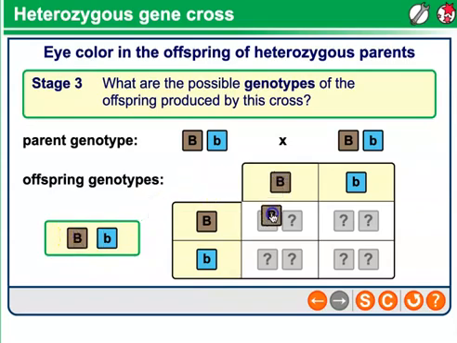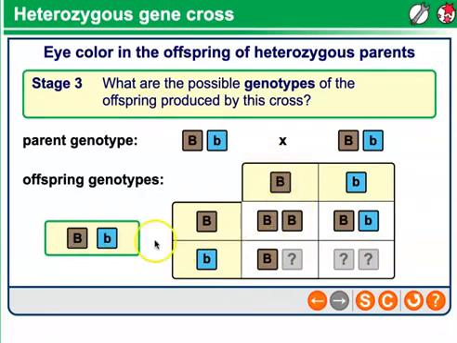So if this parent gives an uppercase B and this parent gives an uppercase B, we now have an offspring that has two homozygous dominant alleles, causing them to be brown-eyed. In this box, this parent might give the lowercase b, and this parent might give the uppercase B. This is a heterozygous individual. So this offspring would be heterozygous for brown eye color. The same thing over here.